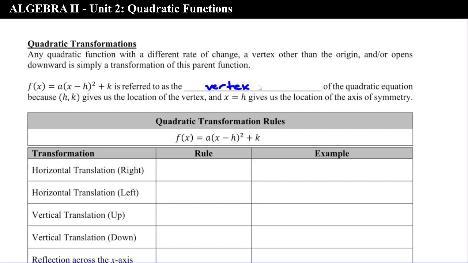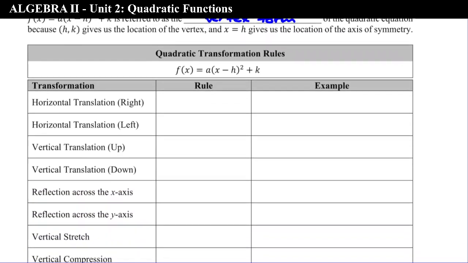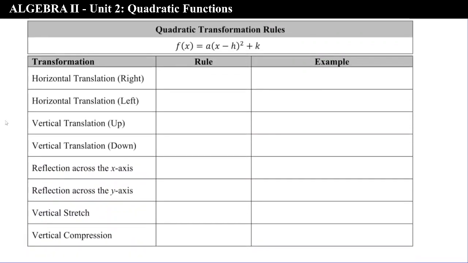of the quadratic equation. This is the first of 3 forms that we will be covering in this unit. And it's vertex form because, as you remember from absolute value, (h, k) gives us the location of the vertex, and x equals h gives us the location of the axis of symmetry. So here we have the format at the top, and let's talk about all the transformations.